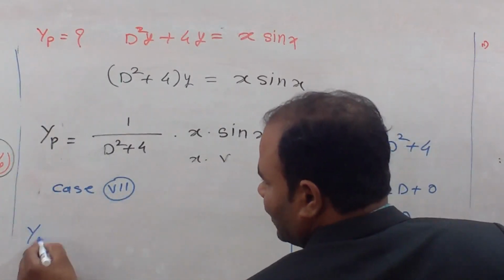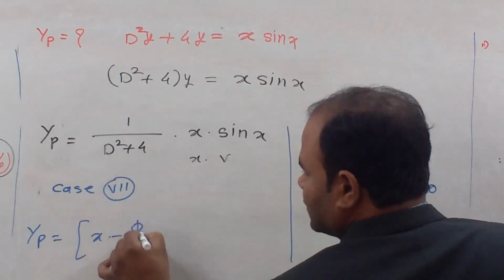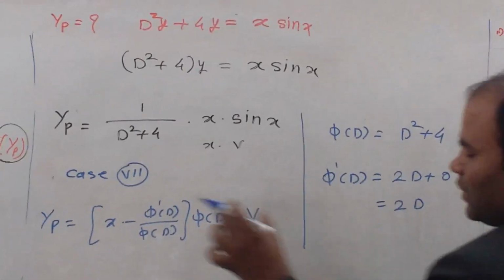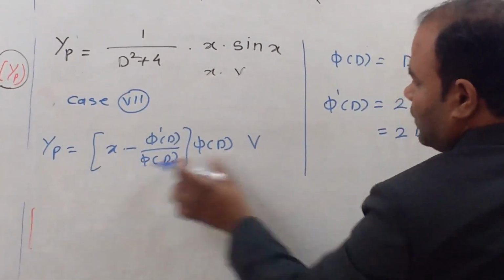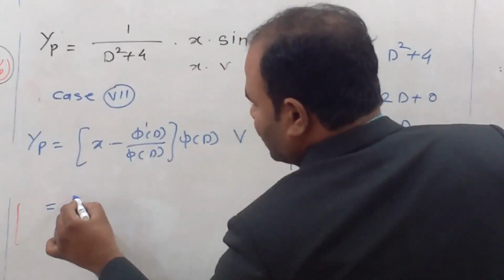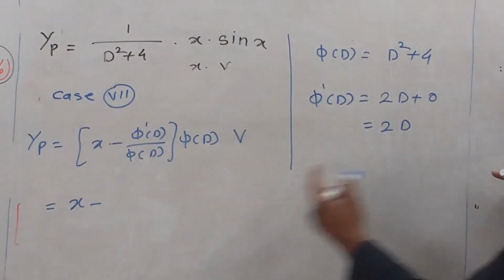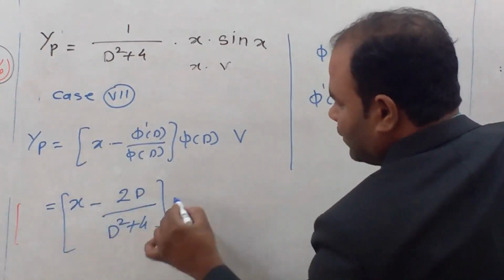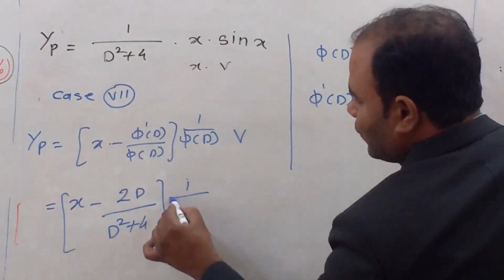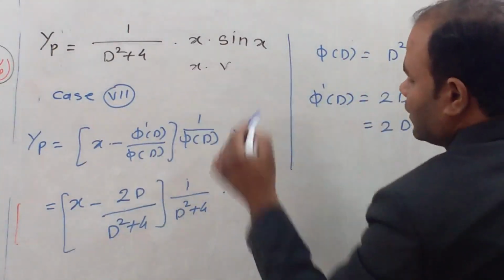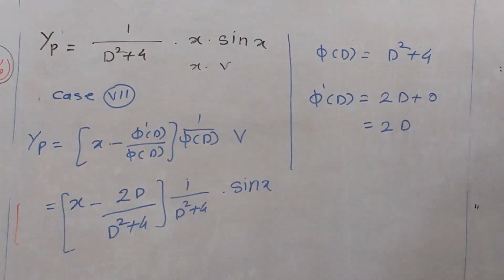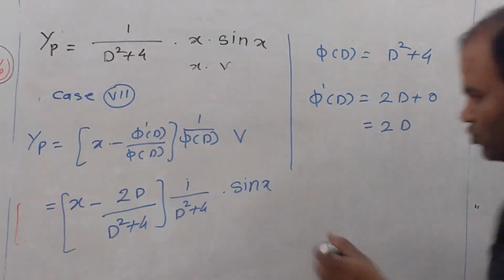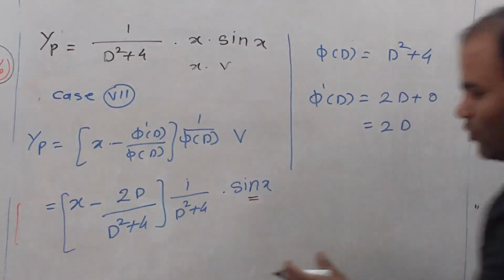According to case 7, yp is equal to x minus phi dash D upon phi of D into 1 upon phi of D into v. Putting the values, phi dash D is 2D, phi of D is D square plus 4, and v is nothing but sine x. So we get x minus 2D upon D square plus 4 into 1 upon D square plus 4 into sine x. It means case 7 is converted into sine x, that is case number 2. When sine is given, we have to apply case 2.